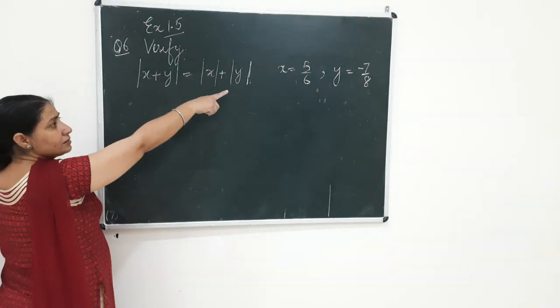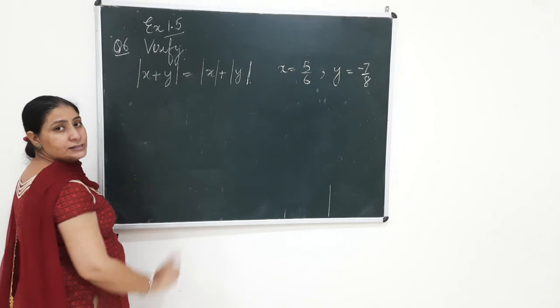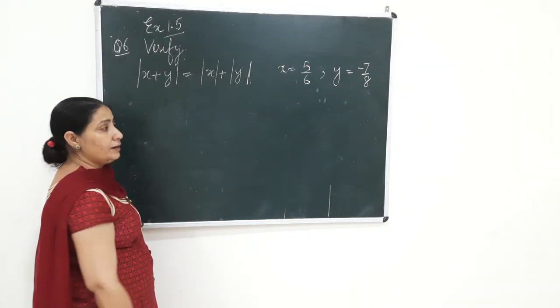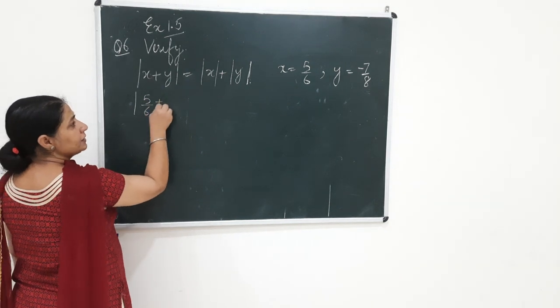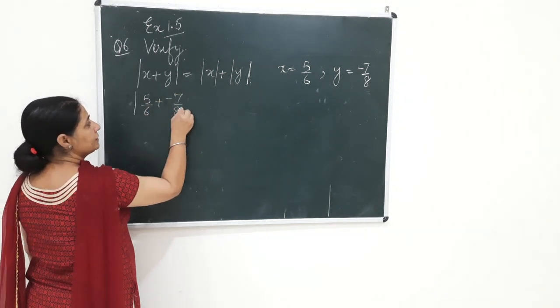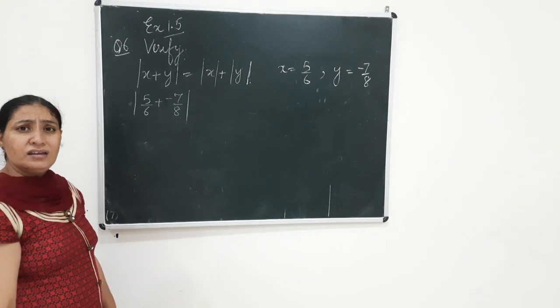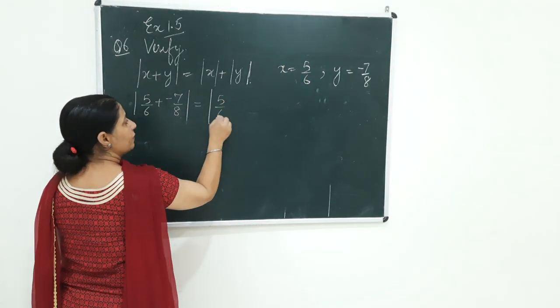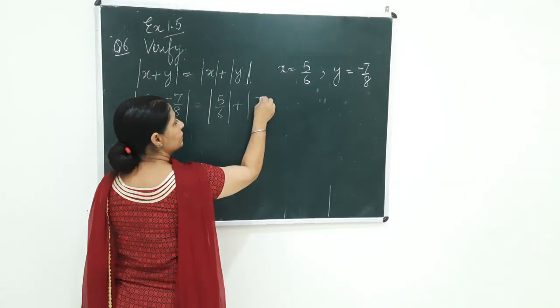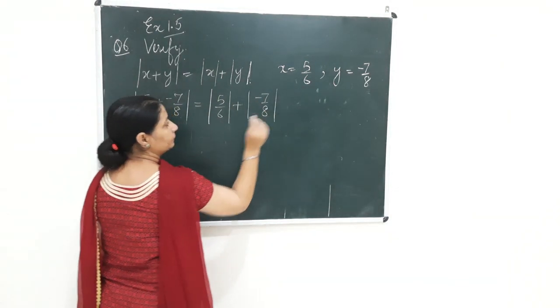Now see, beta, in x, I have to prove that the left hand side is equal to the right hand side. We have to verify it. So in place of x, I will put 5 by 6, plus in place of y, I will put minus 7 by 8. You will ask, are they equal? So here, this is equal to mod of x, which is 5 by 6, plus mod of y, which is minus 7 by 8.